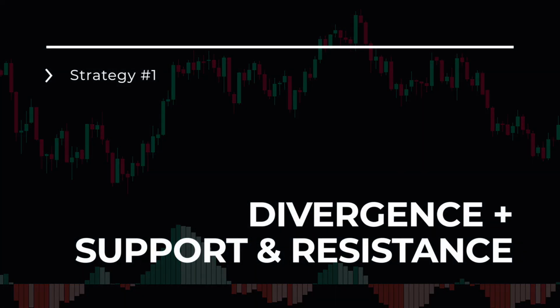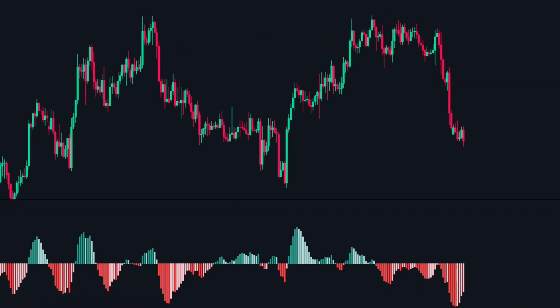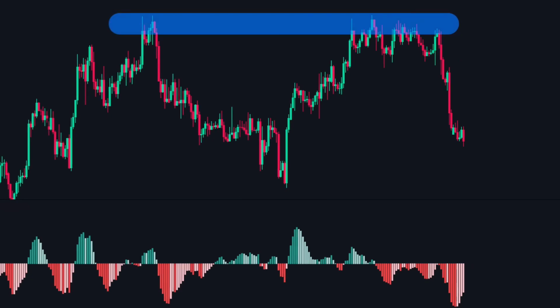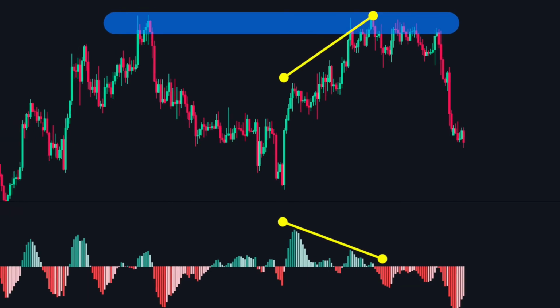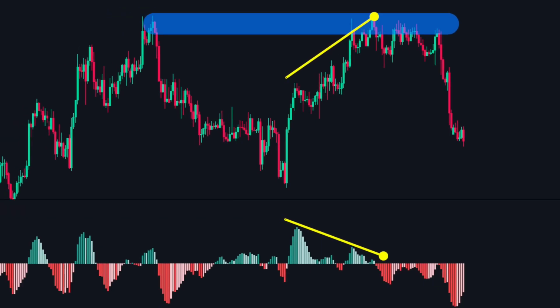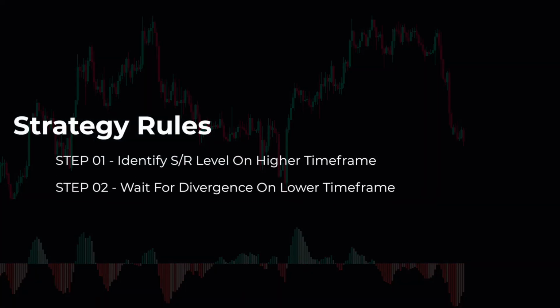Strategy 1. Divergence plus support and resistance. As we already discussed, divergence is a strong sign of reversal, but we cannot trade every divergence. We need to identify potential reversal areas and wait for the MACD to create divergence around those areas. For this, we will use the concepts of support and resistance. We will first identify the support and resistance levels on a higher time frame. Then, wait for divergence on a lower time frame.